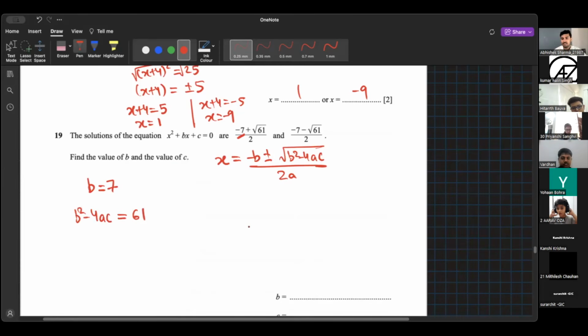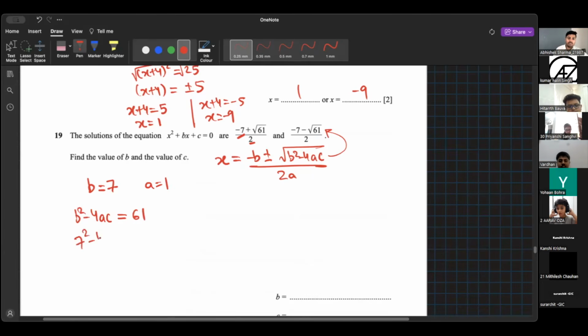Can we write like this? We are comparing the under root value. b square minus 4ac equals 61. Also the denominator is 2a, but here it is 2 only. That means can we say that a is also 1? a is also 1. Now substitute the value.